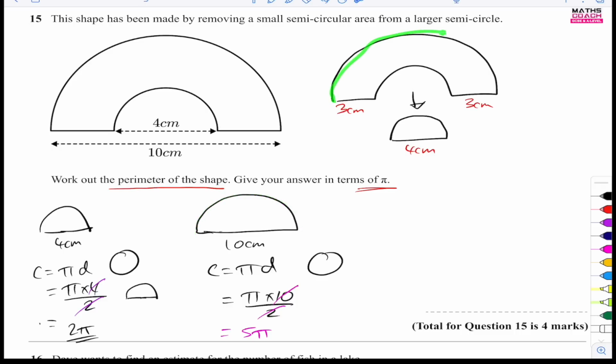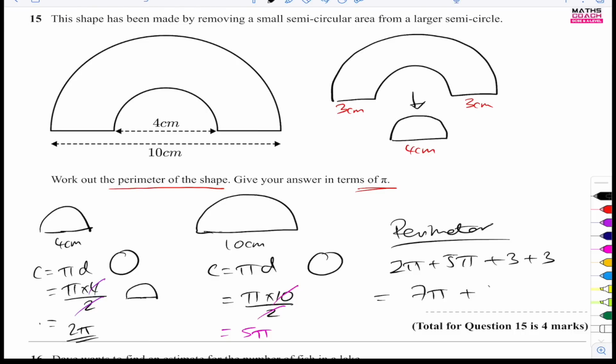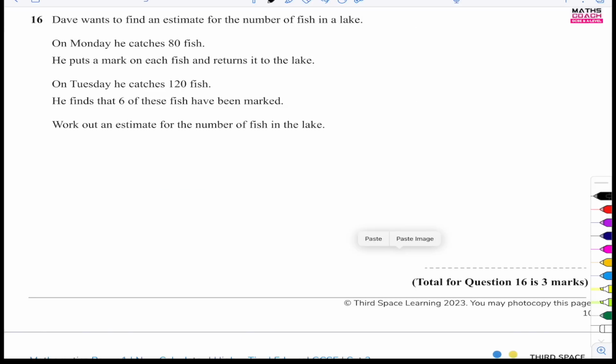So we've got this, we've got that, we just need to add the 3 on both of them, all right? And the perimeter will therefore be 2 pi plus 5 pi plus 3 plus 3. And that gives us 7 pi plus 6, and that's in centimeters. So that's your answer.